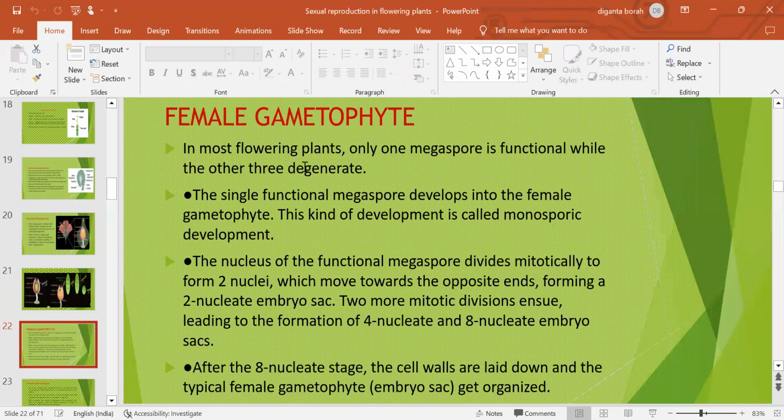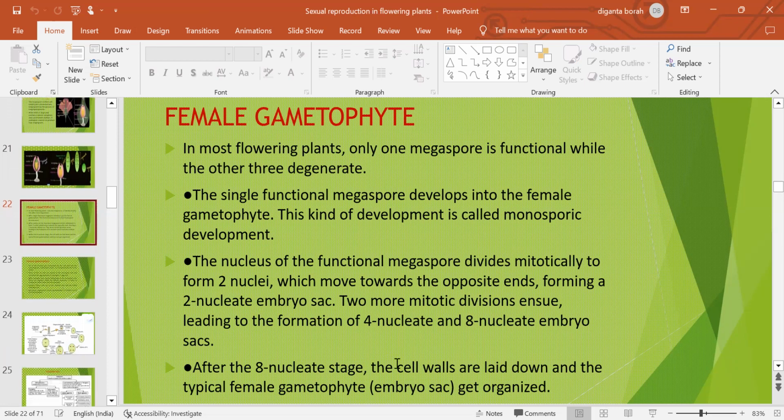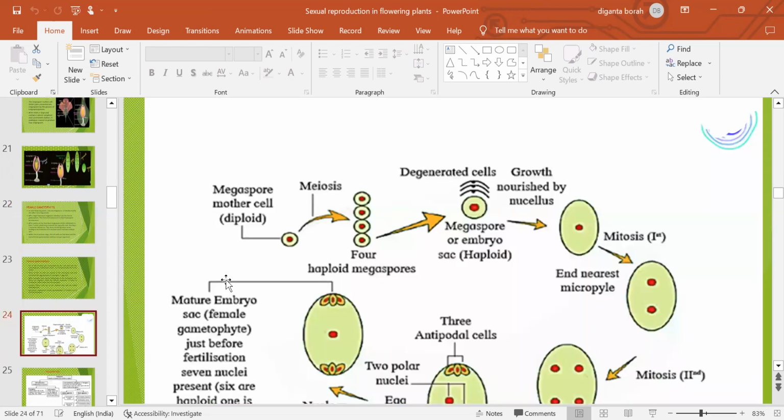Next, female gametophyte. In most flowering plants, only one megaspore is functional while the other three degenerate. Already I have explained. So the single functional megaspore develops into the female gametophyte, and this type of development is called monosporic development, because monosporic means from a single cell it develops into the female gametophyte. The nucleus of the functional megaspore divides mitotically to form two nuclei which move towards opposite ends, forming a two nucleate embryo sac. And finally, 4 nucleate and 8 nucleate stages. Look, I have shown you in the diagram, then you will easily understand.